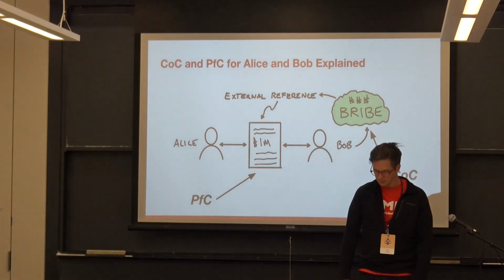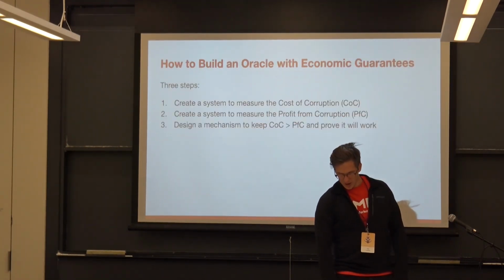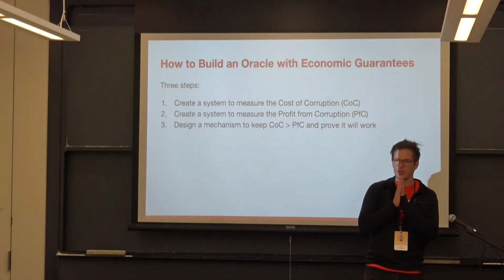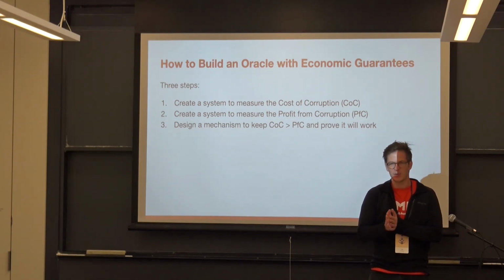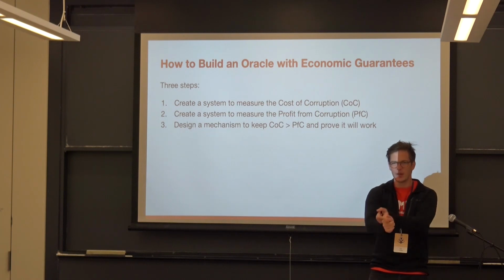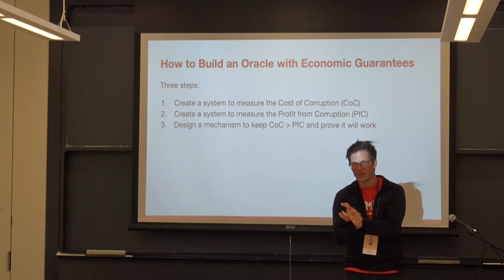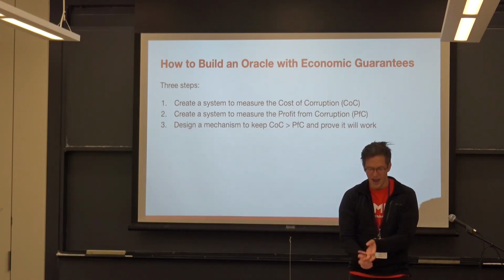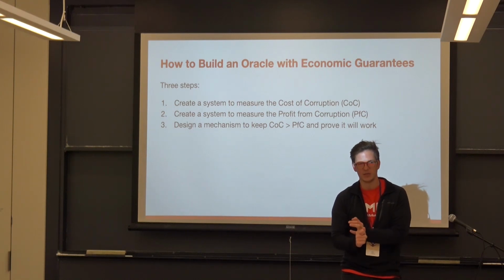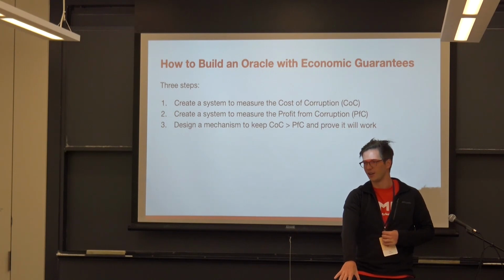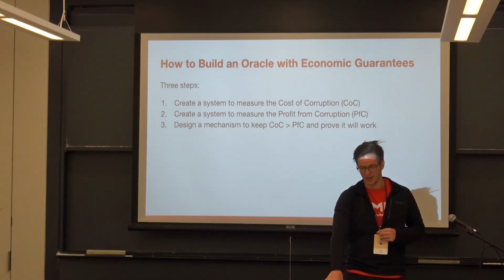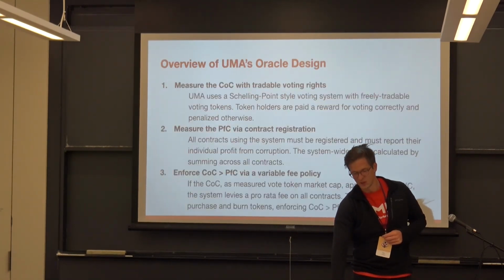So how do we go about actually building this oracle with economic guarantees? It is a three-step process. Create a system to measure this cost of corruption, create a system to measure the profit from corruption, and then design a mechanism to keep this inequality in check, and prove it all works. So that's what we're going to try to do.